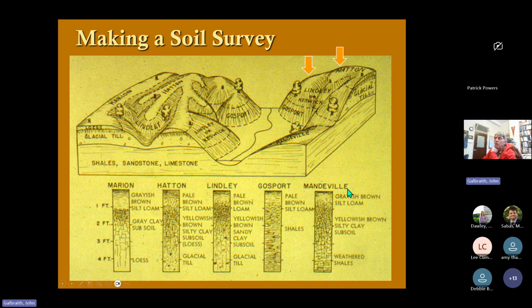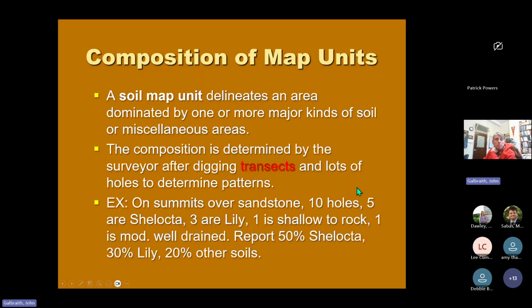So here's where they might have dug holes where these orange areas are popping up. And after doing that, then they would put together relationships and then project the lines away from that. Not possible to dig a hole in every single soil.